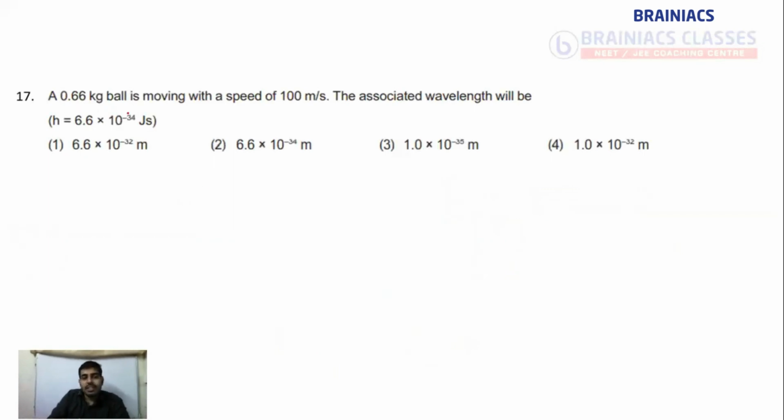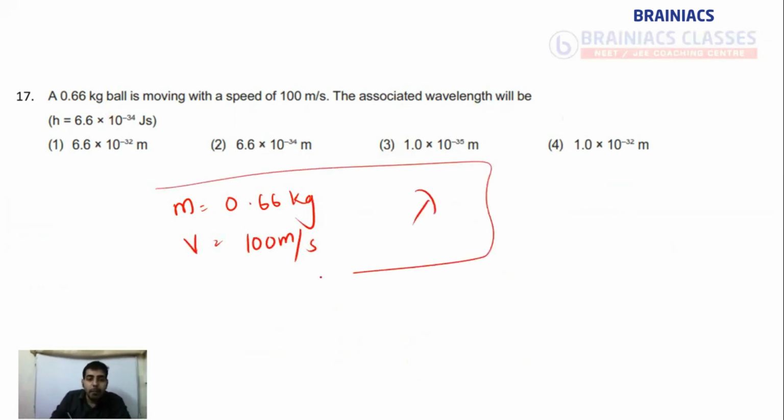A 0.66 kilogram ball is moving with a speed of 100 meters per second. The associated wavelength will be. So here the mass of the ball is given, 0.66 kilogram. Velocity is given, 100 meters per second. We have to calculate the wavelength. Now the relationship between lambda, m and v is lambda is equal to h by mv. This is the de Broglie wavelength equation. Lambda is equal to h by mv. This is the relationship between wavelength, mass and velocity.